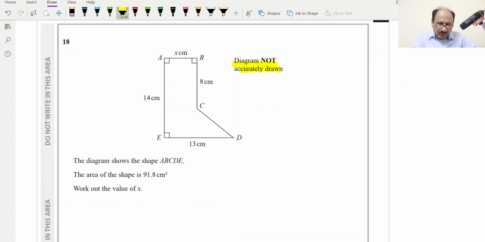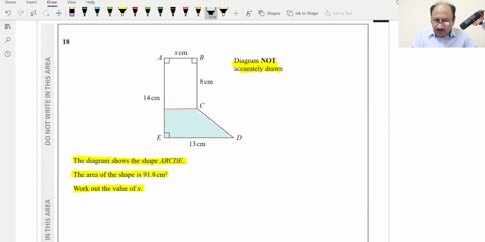The diagram provided is not accurately drawn. The diagram shows the shape ABCDE. The area of the shape is 91.8. Work out the value of x. To calculate the value of x, we will be splitting this compound shape into two shapes. So one shape is this lower one, which is a trapezium, and the other shape is the rectangle, which is on the top.